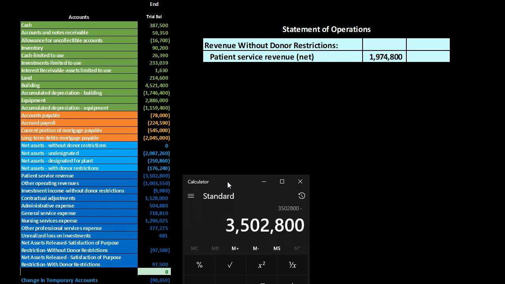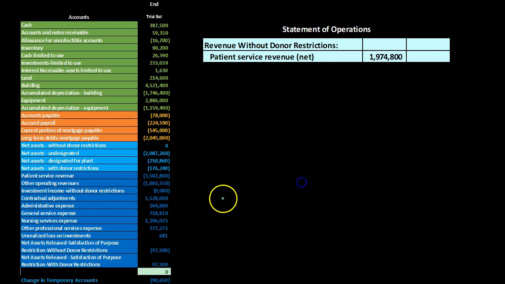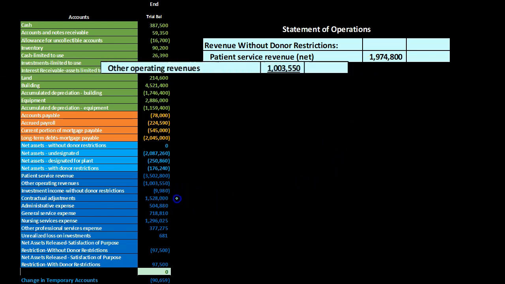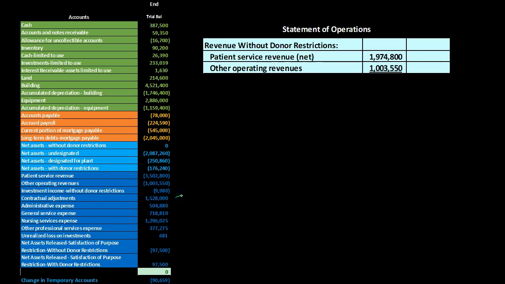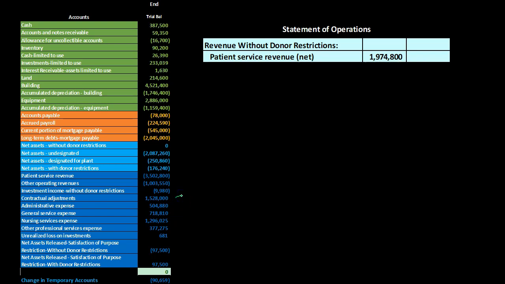3,502,800. We're going to be subtracting from the patient service revenue the contractual adjustments, which is kind of like a contra revenue account, minus the 1,528,000, and that's going to give us the 1,974,800. So this is going to be, once again, kind of like a contra revenue. It looks like an expense here, but it's kind of like a contra revenue, kind of like returns and allowances in a for-profit type of organization.